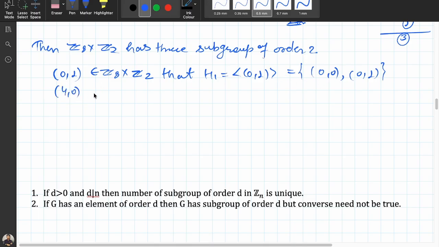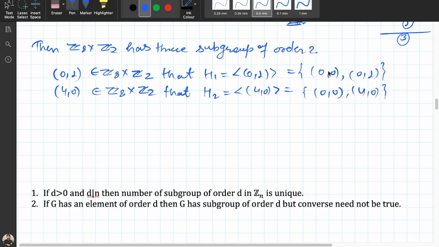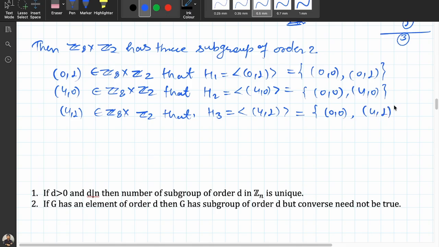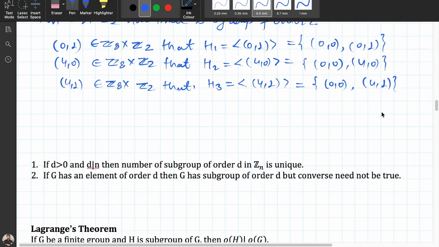Now 4, 0. What is that? Z8, Z2. That is basically Z2 is something we can write 4, 0, and what is the subgroup? 0, 0 will be there and 4, 0. Now you can say it is abelian also. If we take the addition, it will be the same. It will be commutative. 4, 1. Z8, Z2. H3 is what? 4, 1. We can write simply 0, 0 because identity will be there. It is a group. Okay. These are the subgroups.